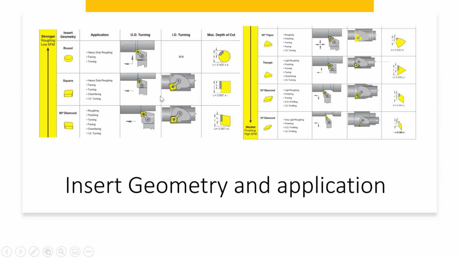Insert geometry and application. Now you can observe here different types of shapes are available for inserts. Sometimes it is a round shape, square shape, diamond shape, trigon, triangle, 55-degree diamond, 35-degree diamond. Round-shaped inserts are used for very heavy-duty roughing operations, whereas 35-degree diamond is used for very light and most of the time finishing operations.